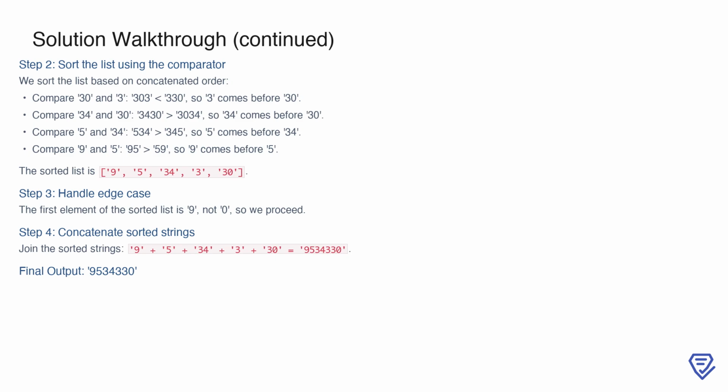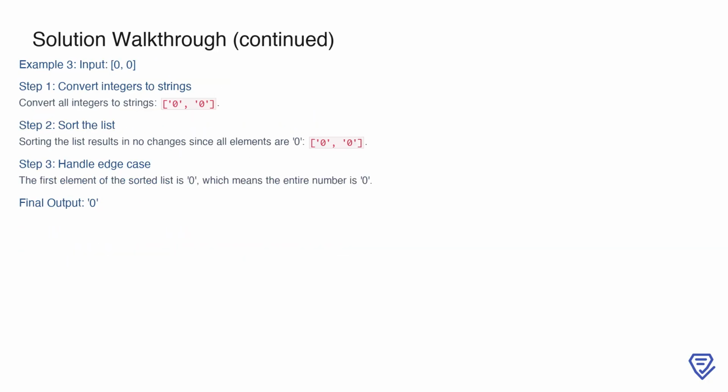We then check for the edge case where the first element is 0, but here, the first element is 9, so we proceed. Concatenating all the strings in the sorted list gives us 9534330. This is the largest number we can form from the input.